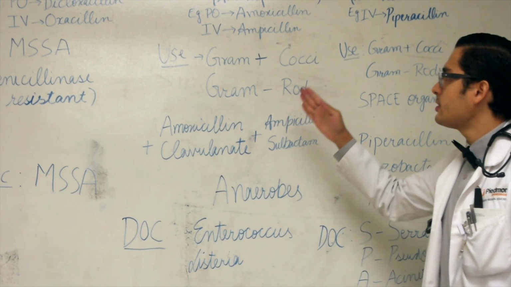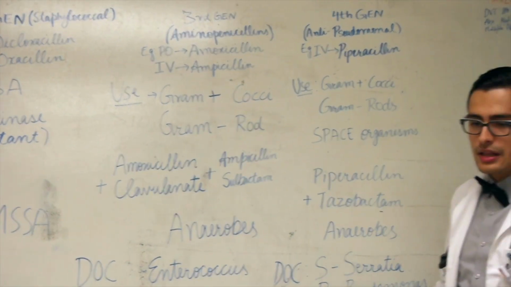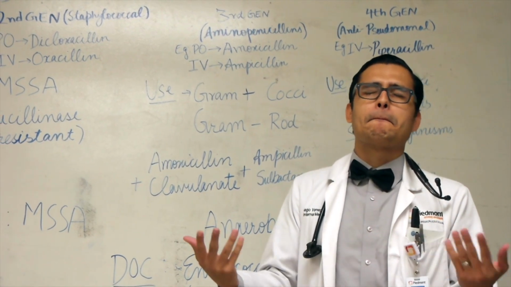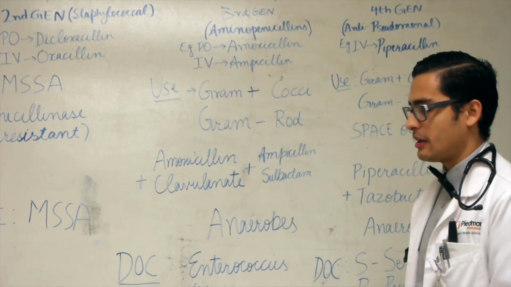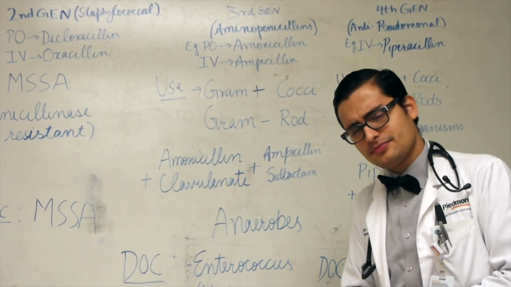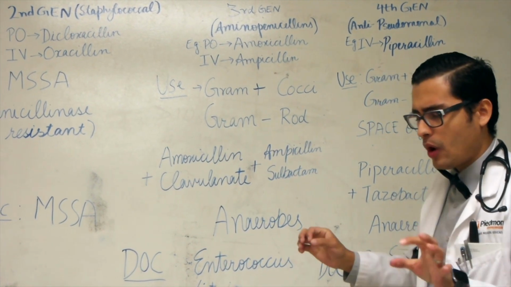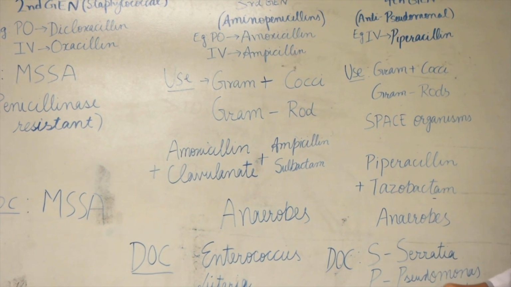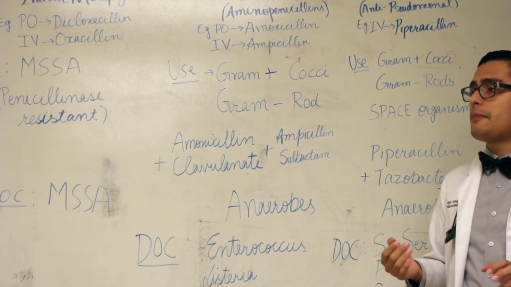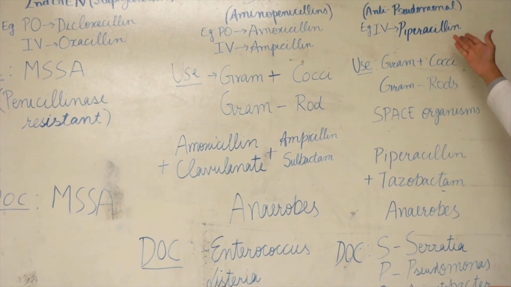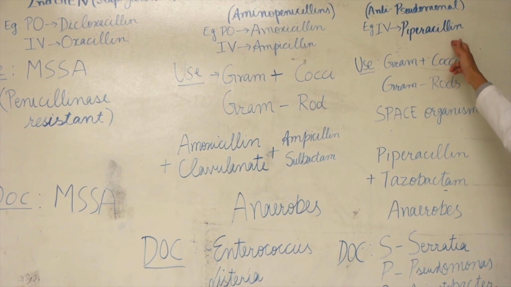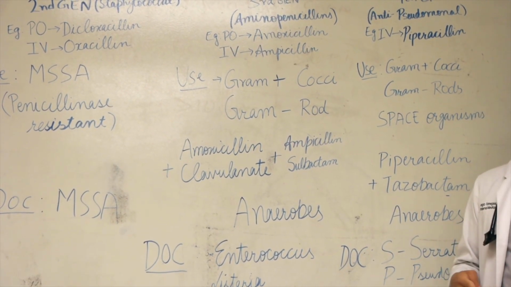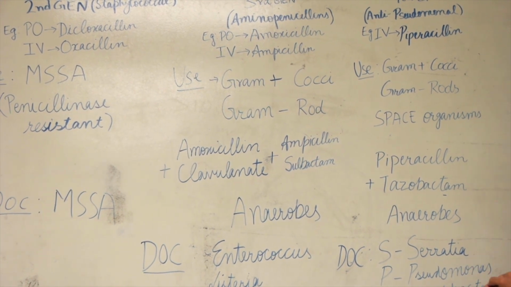Then let's move forward to the fourth generation and the last one, called the anti-pseudomonal penicillins. Some examples that you may know: one widely known is piperacillin. There is also ticarcillin, but we choose piperacillin because it's the most commonly used. It's only in IV presentation. We don't have a PO for a fourth generation, anti-pseudomonal penicillin.